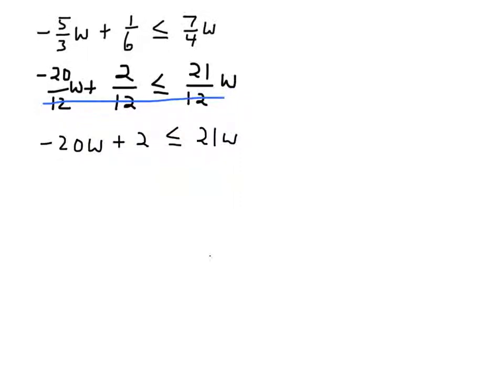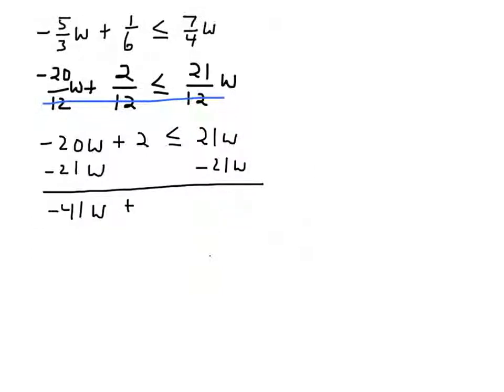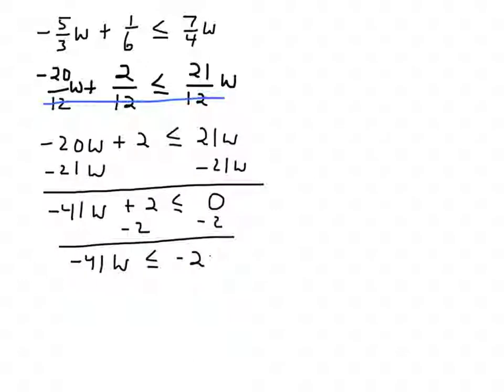So I'm going to subtract 21w from both sides of the equation, and that gives me negative 41w plus 2 is less than or equal to 0 because there's nothing left on the right side. And then I'll subtract 2 from both sides of the equation, which gives me negative 41w is less than or equal to negative 2.